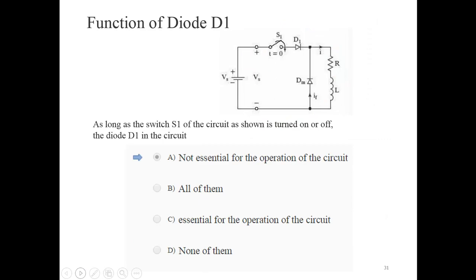What is the function of this particular diode? It simply behaves like a switch there. It is not essential to the operation of the circuit. But as I mentioned in one of the examples, if you have a capacitor charging and you don't have this diode, the capacitor will charge in the opposite direction. If you have an LC circuit without a diode, the oscillation will continue forever. It is not essential, but it serves as a switch.